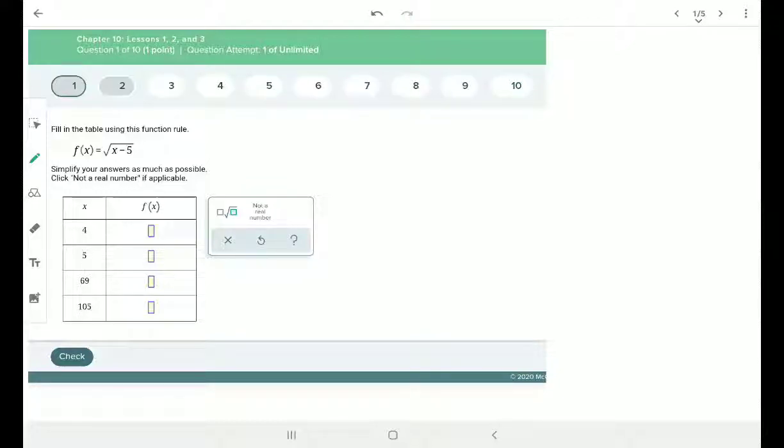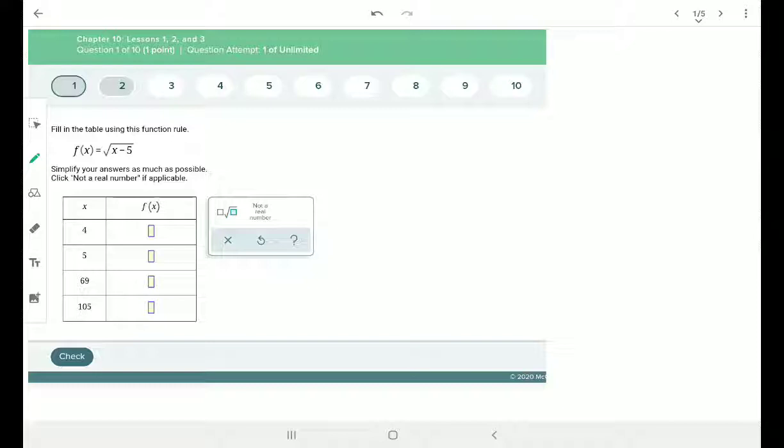Number 1, we have to fill in a table using the function rule F of x equals the square root of x minus 5. It says to simplify your answers as much as possible, click not a real number if applicable. For these we are trying to see, is there a real answer? And if there is, what is it? If there's not, then we need to put not a real number. When we get not a real number, that is when we have a negative inside of the radical sign.